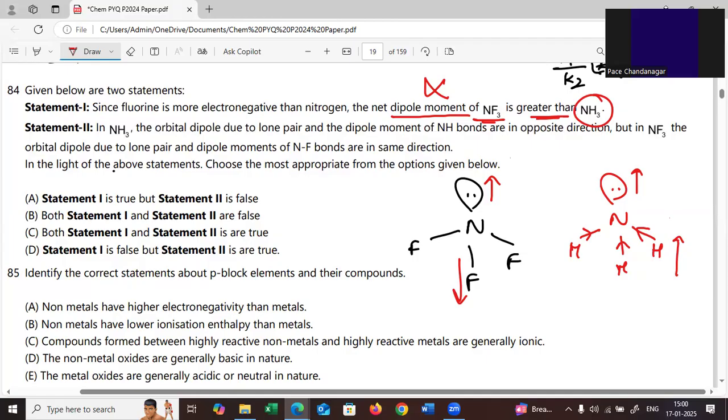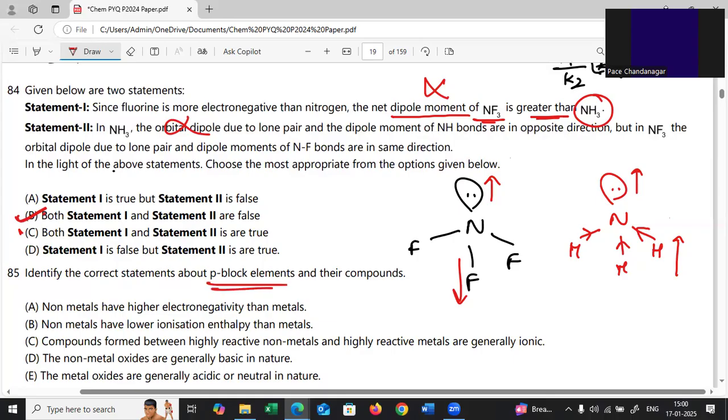In NF3, fluorine is more electronegative, bringing down the electrons. Nitrogen pulls the electrons to the other side. Both sides you can see here in the first case, the NF3 case. So both statements are false. Both statement 1 and statement 2 are false. Okay, next, identify the correct statement here about the p block elements and their compounds.